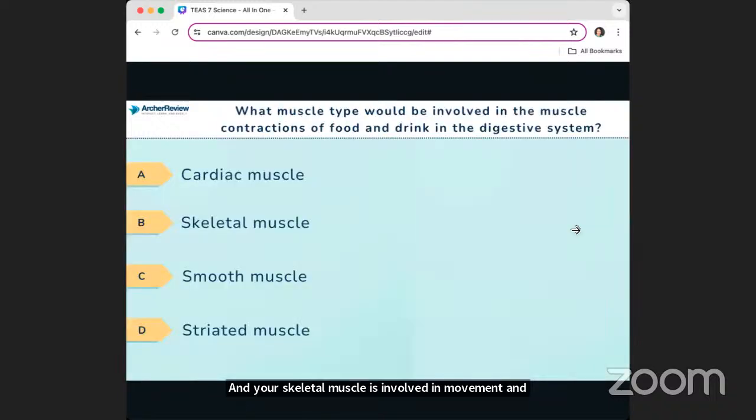First, let's differentiate between those 3. What muscle type would be involved in the muscle contractions of food and drink in the digestive system? Give yourself 1 minute to answer, and we'll talk about it in 1 minute.